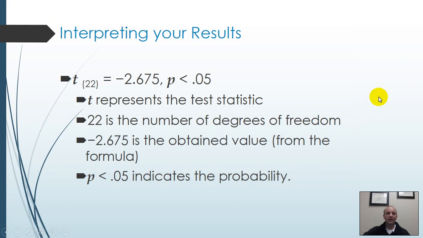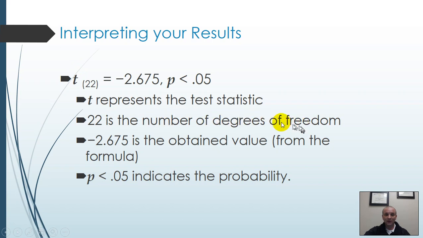So, interpreting your results, this is the best way to lay things out. If you want to write it up and type something up, you're calculating a t statistic, and it equals the t value that you're achieving. This is how you'd want to document it, that it is acceptable at the 0.05 level of significance. So t represents the test statistic. Here we're doing a t statistic.